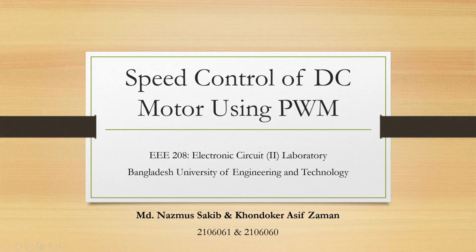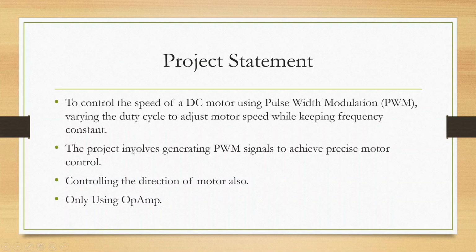My name is Nasib Jaman and my ID is 2106060, and my partner's name is MD Nazmus Sakib and ID is 2106061. The objective of this project was to control the speed and the direction of a DC motor by varying the duty cycle of a pulse width modulation signal using operational amplifier as the primary circuit implement.